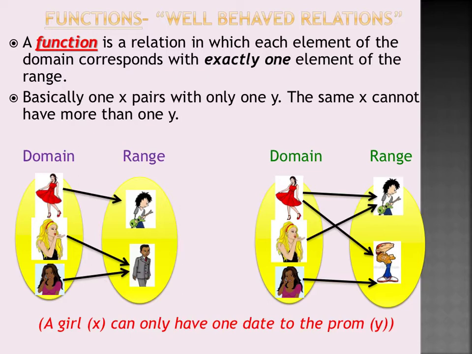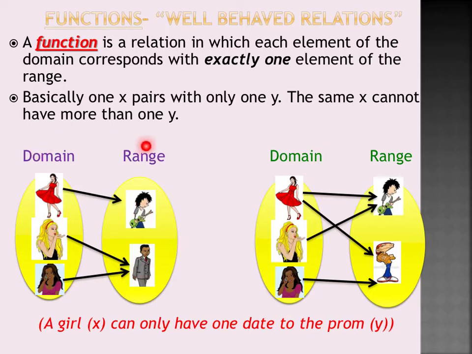So let's say our domain, our x values, are being represented by a girl wanting to go to prom, and our range is a gentleman who is going to take that girl to prom. So for a function, we're going to have one girl going with one guy. So every girl is only allowed to have one date. Now, that is not to say that every guy in the range can't have more than one girl.